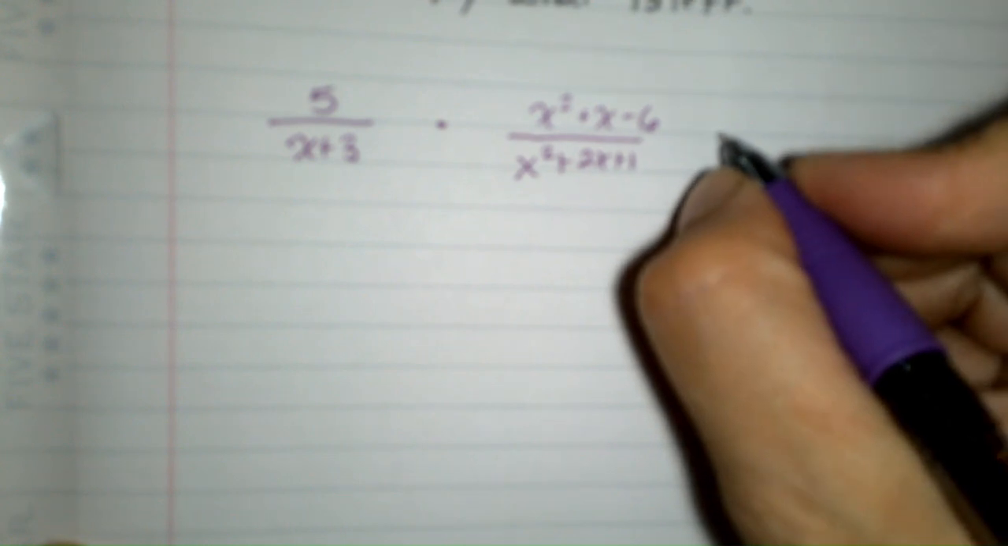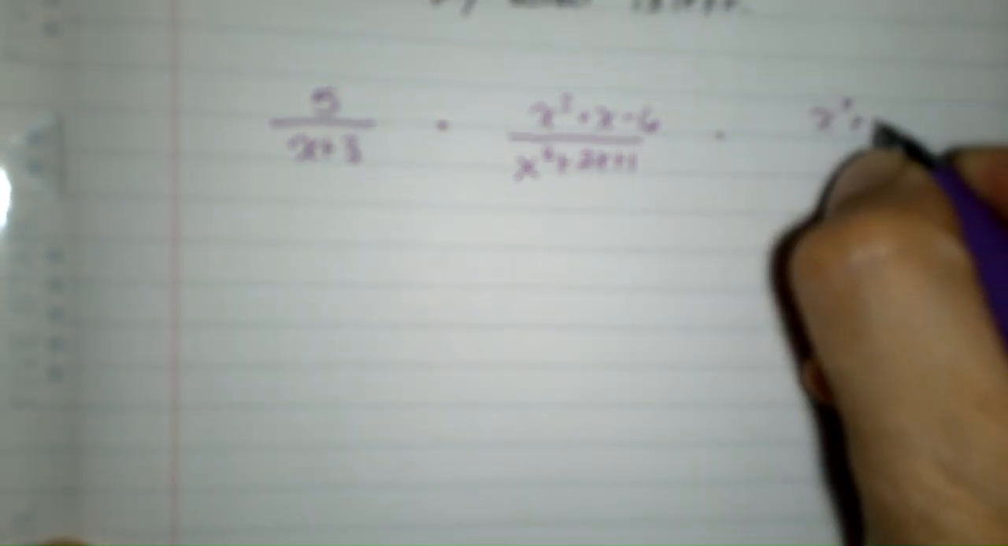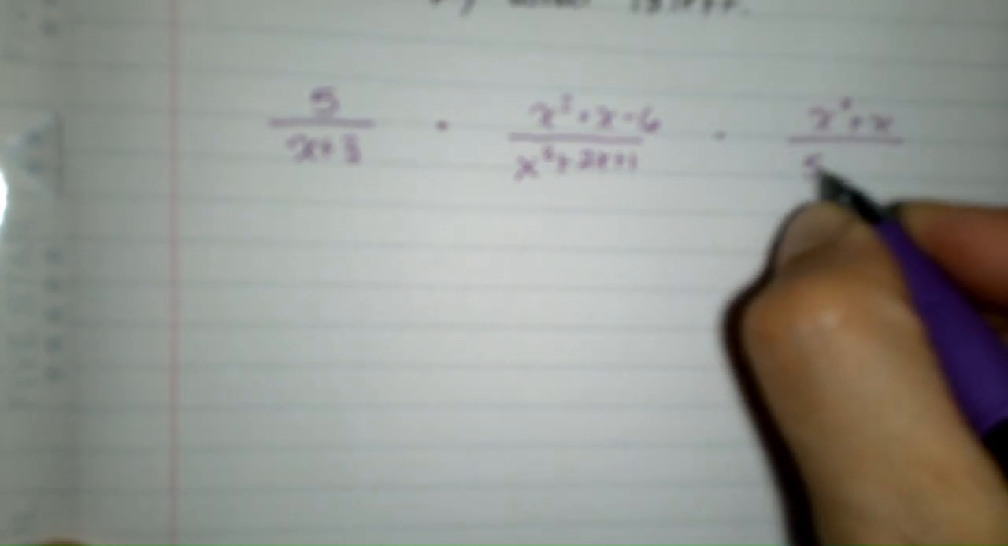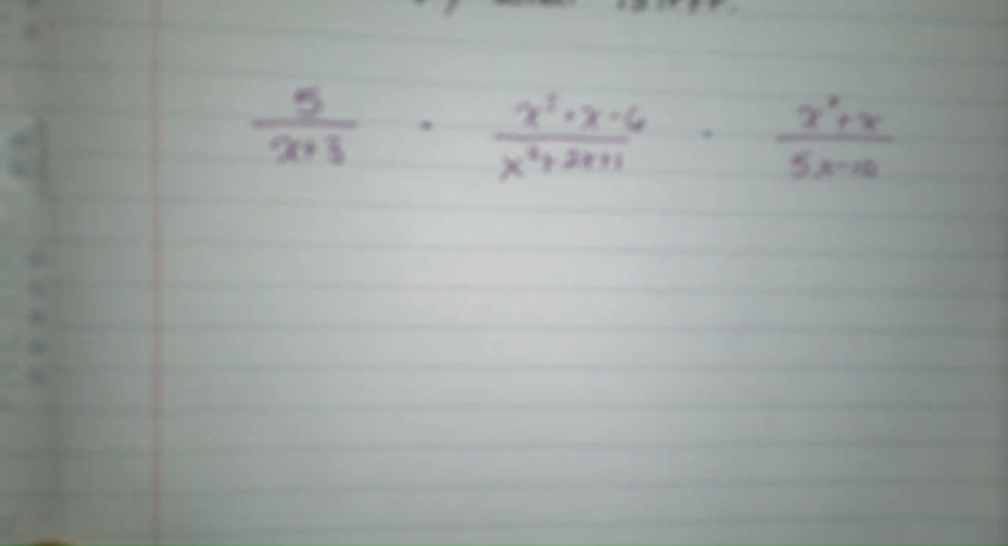And why just multiply 2 fractions? We're going to go ahead and multiply 3 fractions. So 5 over x plus 3 is being multiplied by x squared plus x minus 6 over x squared plus 2x plus 1, which is being multiplied by x squared plus x over 5x minus 10.